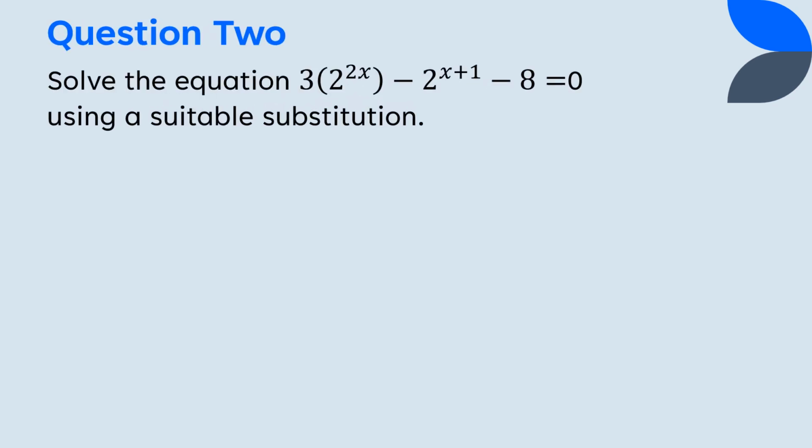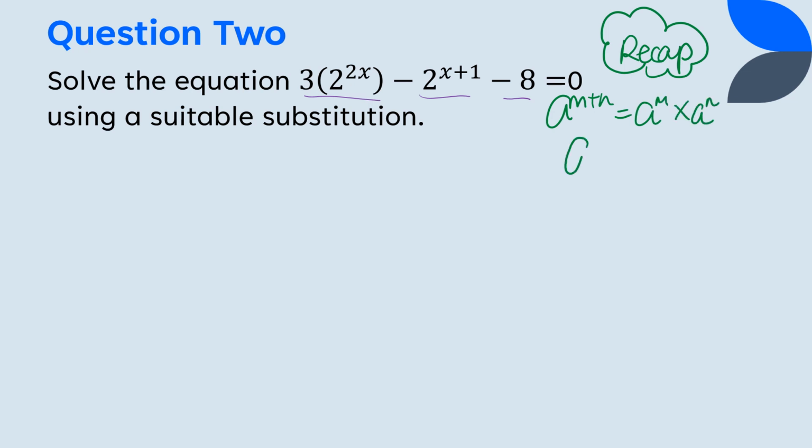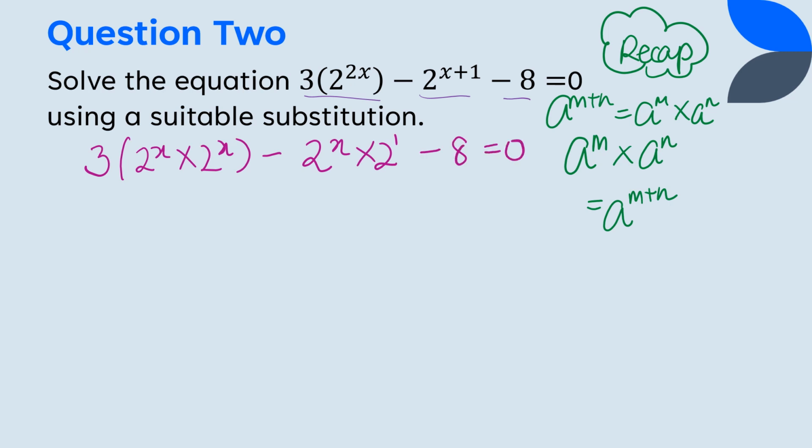Let's look at this. If you look at this one here, we have three terms. So if you have three terms, then we have to apply this substitution method. To do that, let's recap some important rules under indices, for example, this one and this. Why are these two rules important? Because we need to rewrite 2 to the power of 2x as 2 to the power of x times 2 to the power of x, because that will give us x plus x, which gives 2 to the power of 2x.